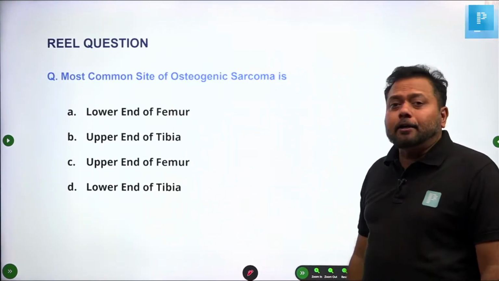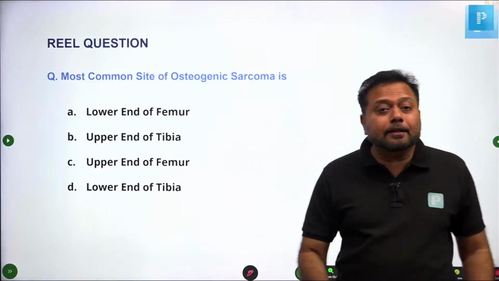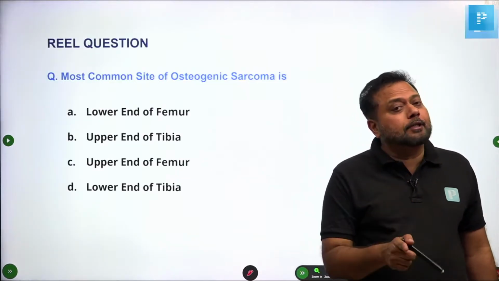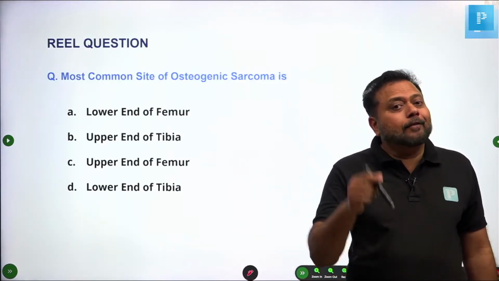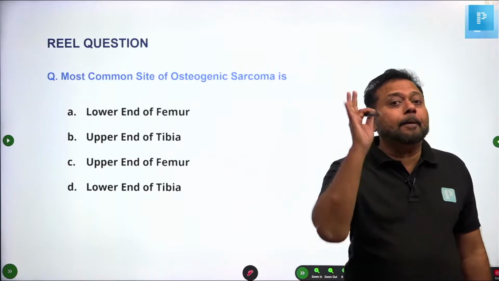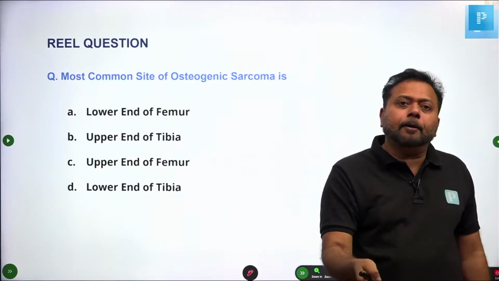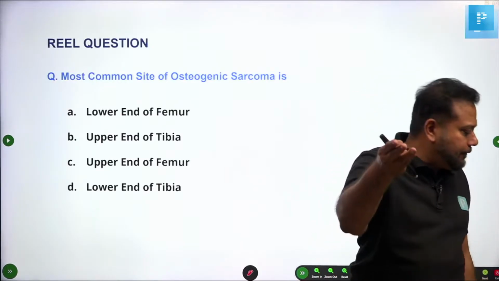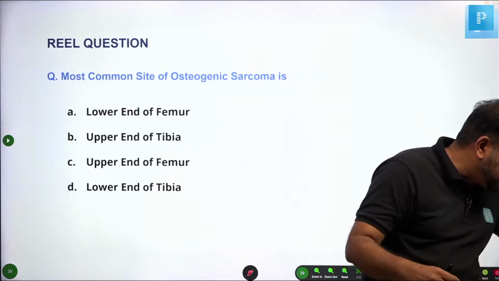Most common site of osteogenic sarcoma. This is a child's play. Everyone knows it is knee joint. But the doubt is whether lower end of femur or upper end of tibia. Because lower end of femur and upper end of tibia both are knee joint. There comes the problem.